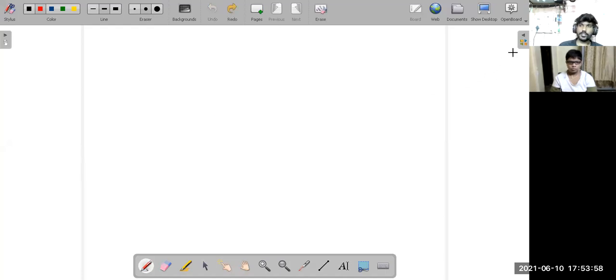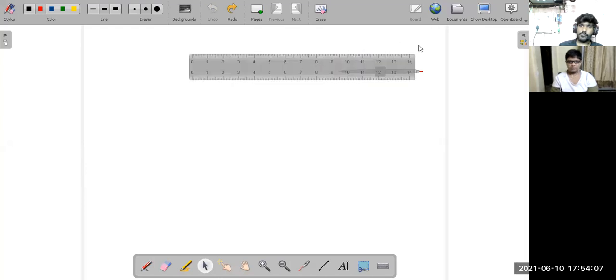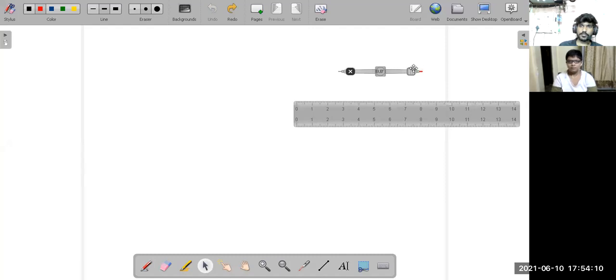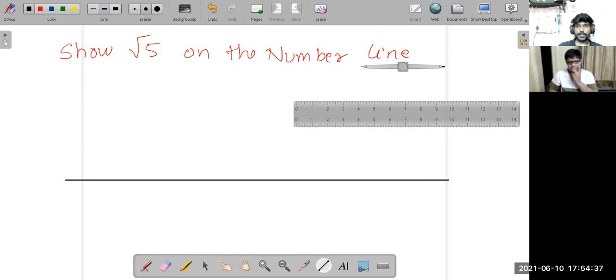For this, we'll be requiring a compass and a ruler. First, show root 5 on the number line. First, we draw a number line. Can you do it along with me? Draw a number line.